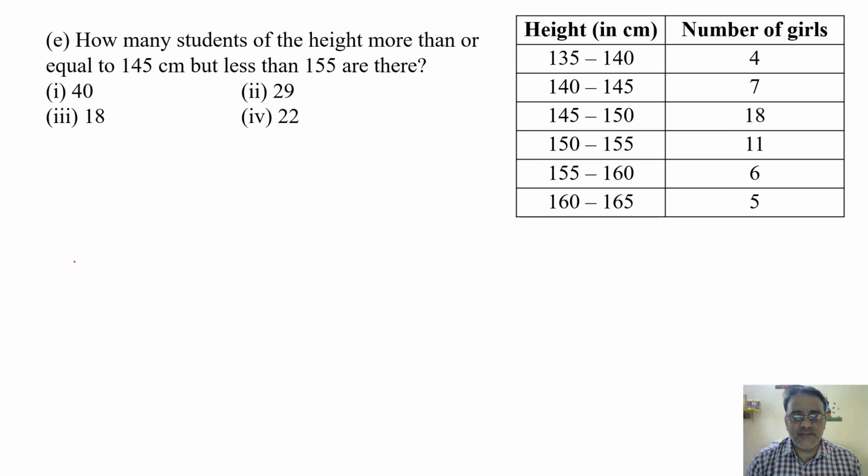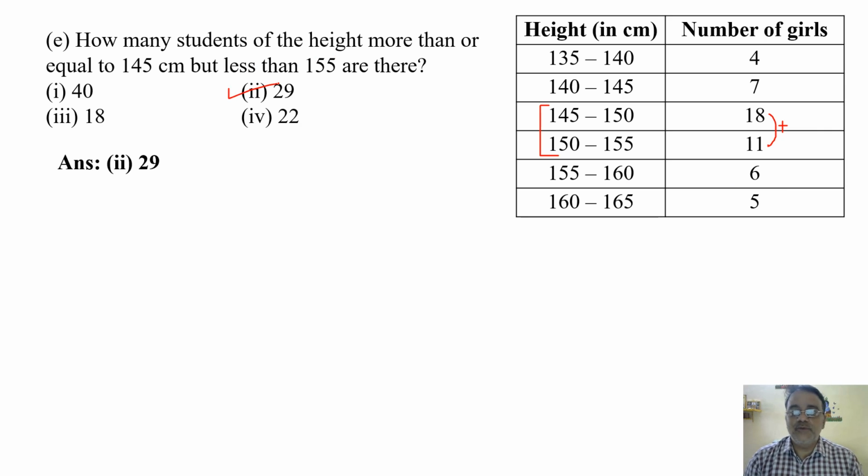Now the last question, how many students of the height more than or equal to 145 but less than 155? So we have to see only these two classes. We have to add these two, 18 plus 11, that is 29. And the correct option is the second one.